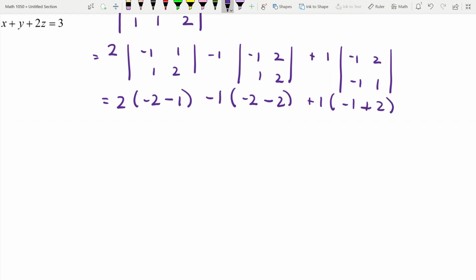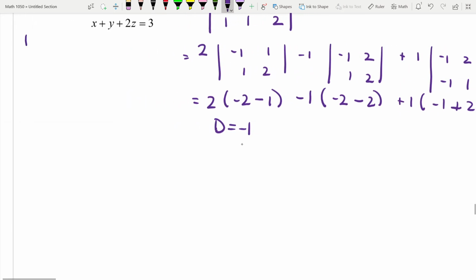Let's just grab our calculators and do this right now. Okay, so you're going to go 2 parenthesis, negative 2 minus 1, close it, minus 1 parenthesis, negative 2 minus 2, close it, plus 1 parenthesis, negative 1 plus 2, close it, and now I know that D is negative 1. Okay, so I'm going to come over here and kind of make a list. So now I know D is a negative 1.